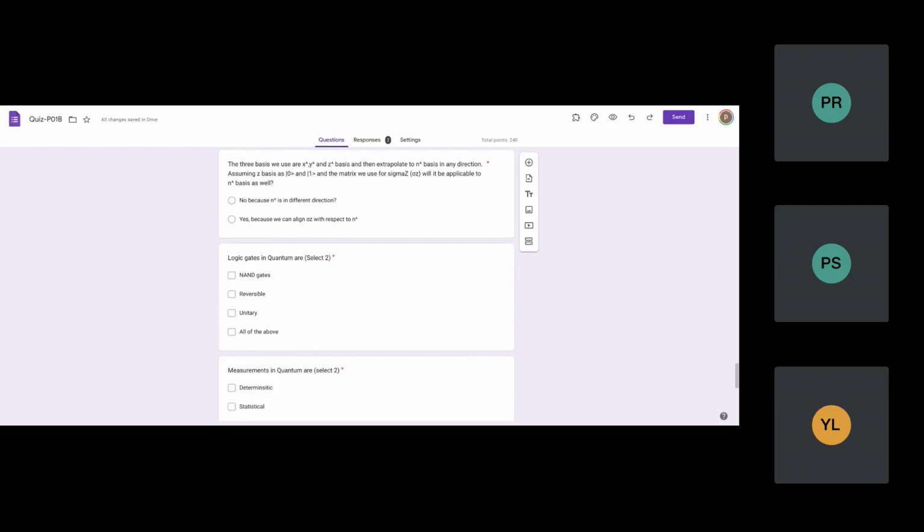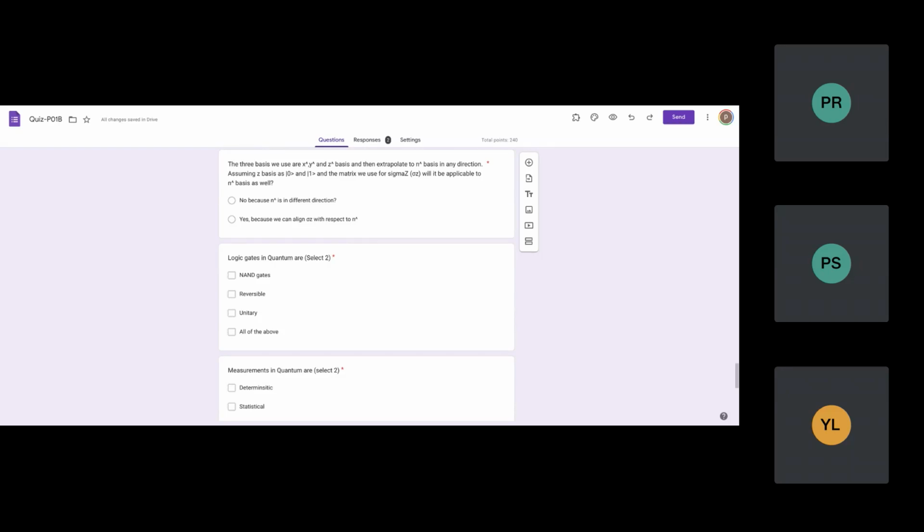Okay, then the three bases used are the XYZ basis. Then extrapolate to n basis in any direction. So assume Z basis as Ket0, Ket1, and the matrix we use is sigma Z. Will it be applicable to n basis as well? So what is applicable to XYZ, is it applicable to n? Any direction, any vector n? I think so, right? It should be yes.